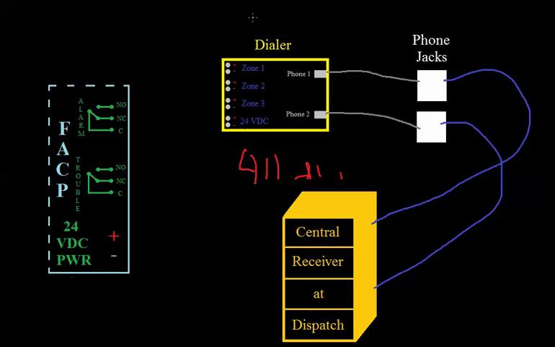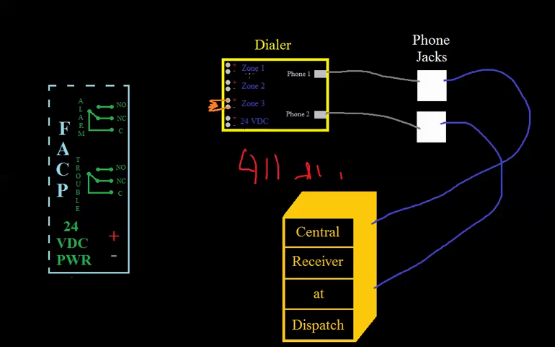But how does the dialer know that it's an alarm? Well, it's got different zones, like I mentioned a minute ago. And this works like a conventional fire alarm panel. So this is just looking for an end-of-line resistor. When it sees a resistor, it's happy. Zone 3, we're not even going to use. So zone 3, just like on our fire alarm panel where we didn't use it, it just sees a resistor. We have a little resistor, and it's happy.